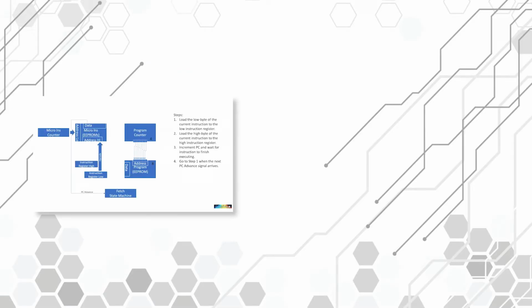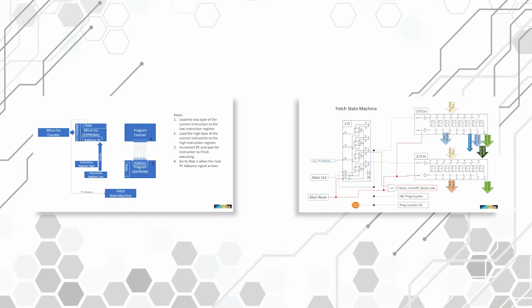So we just saw the abstracted out view of the fetch operation, treating the fetch state machine as a black box. Now we get to go a bit deeper and see how it works behind the scenes.